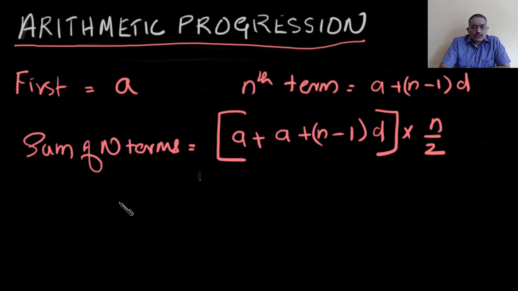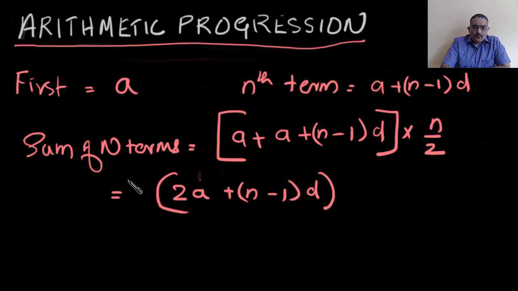If we restructure this, we can add these A's together. We get 2A plus (n minus 1)D, or half of n multiplied by that large term. So this is the sum of n terms.